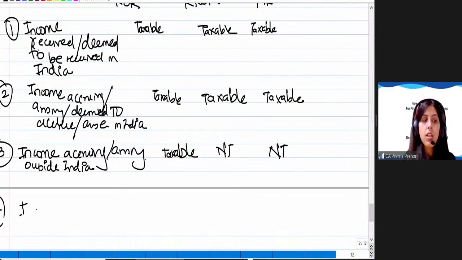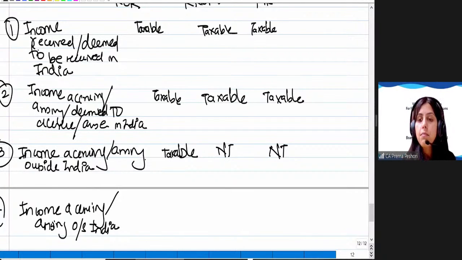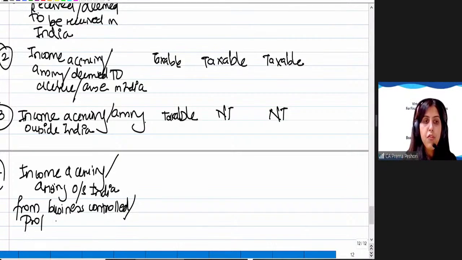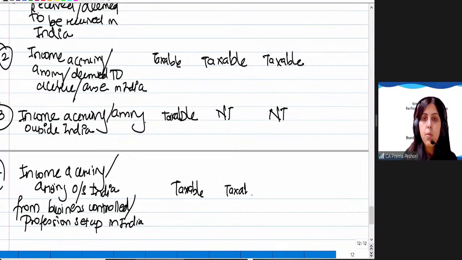Fourth, income accruing or arising outside India from business controlled or profession set up in India. Now this will be taxable for ROR. This will be taxable for RNOR and not taxable for NR.